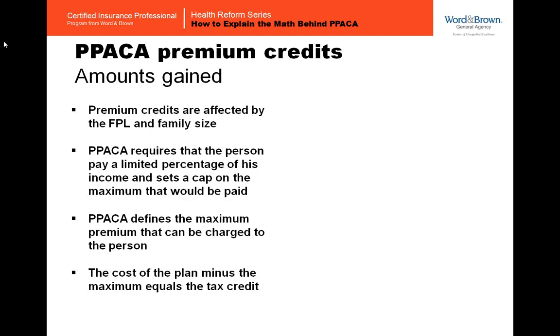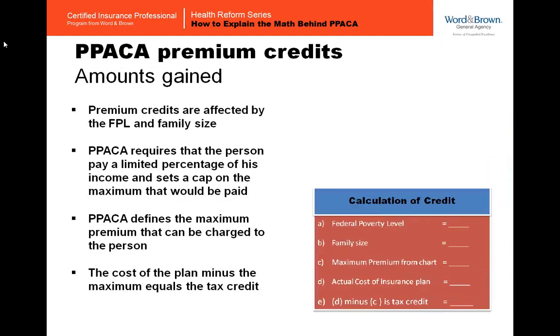So in one state, a given policy could cost $6,000. The same policy in another state could be $7,000, and the next state it could be $4,000. But that particular person, just as an example, might have a calculation that says the most you can charge him is $3,000. So with a $3,000 maximum charge out of his checkbook, the government would pay the remainder of the $5,000, $6,000, or $7,000, whatever is being charged in each of those states.